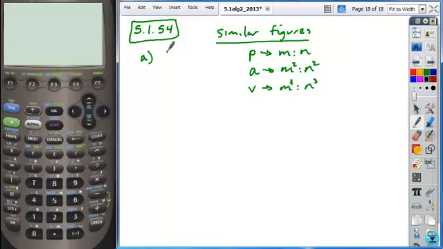So part A says if the Earth's radius is 5 times as great as the inner core, that means that the ratio of their parts is 5 to 1. Therefore, what is the ratio of their volumes going to be? That ratio to the power of whatever its dimension is. Volume is a 3-dimensional measurement, so it's going to be 5 cubed to 1 cubed, or 125 to 1. And that would be the way that you would find that first piece of information.